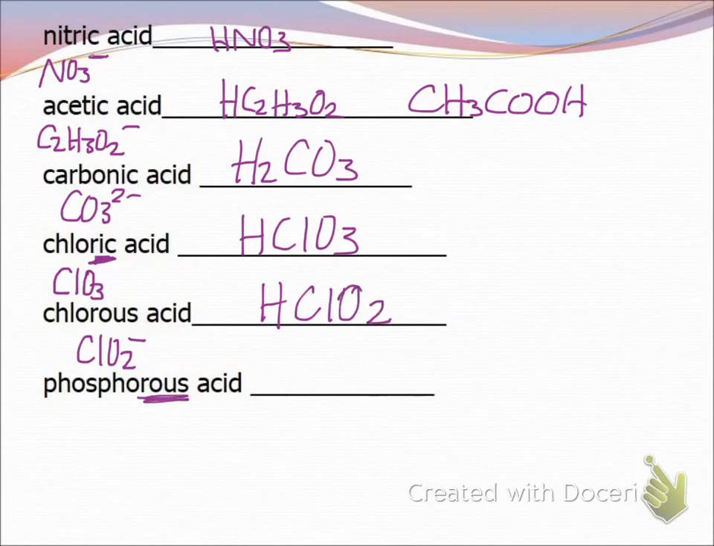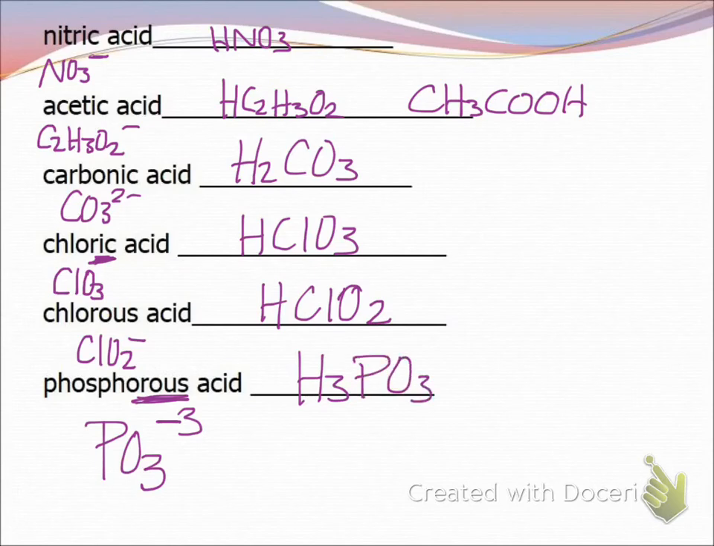And then lastly, we have phosphorous acid. It came from phosphite. If you don't see hydro, then go look for a polyatomic. And so that's a 3 minus. So it'd be H3PO3. Any questions on that? Okay.